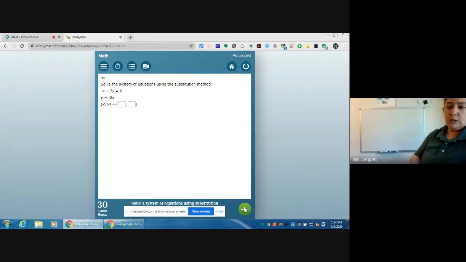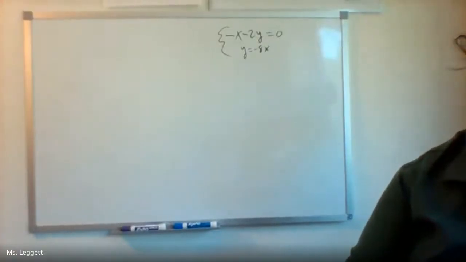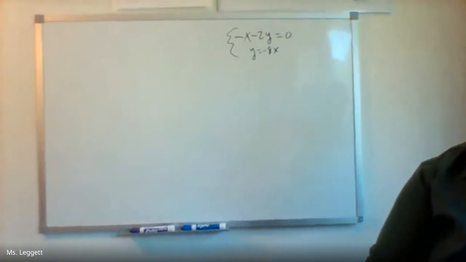Okay, and now we have negative x minus 2y is equal to 0. And then the other equation is that y equals negative 8x. That's the system that we're looking at. All right, let's do it. Stop sharing. So now you can see the screen.